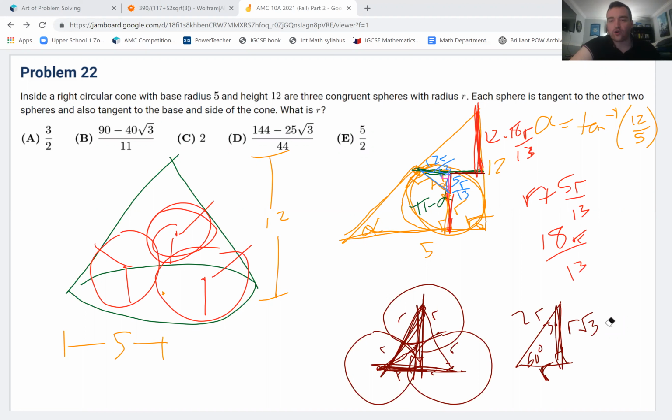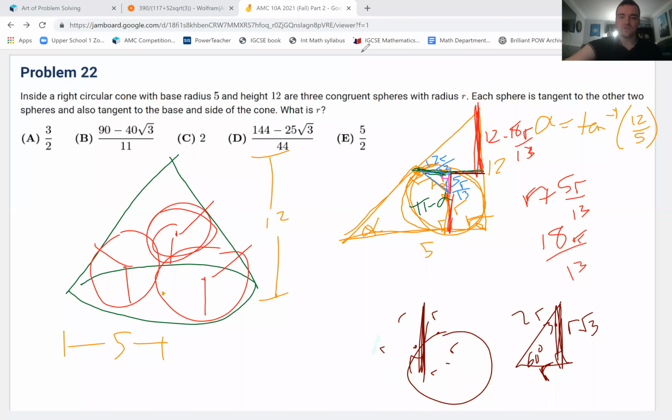So this height is r root 3, right? This height here is r root 3. But remember, I only want 2/3 of it so that I can get the distance from here to here, right? No, sorry, that's too far. From here to here is going to be 2/3 of that height. So what that means is this distance here is 2/3 r root 3.